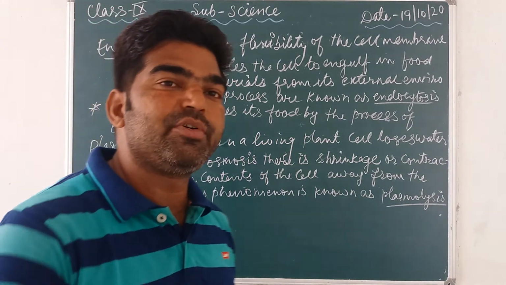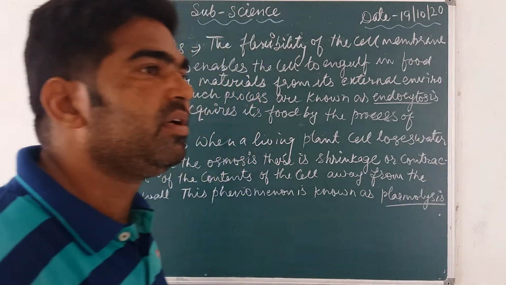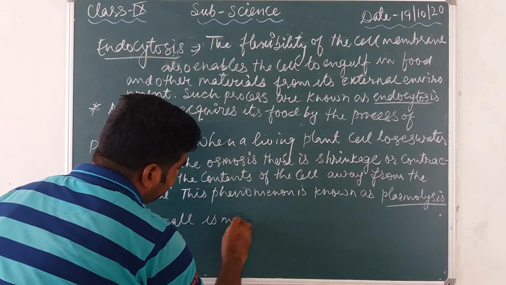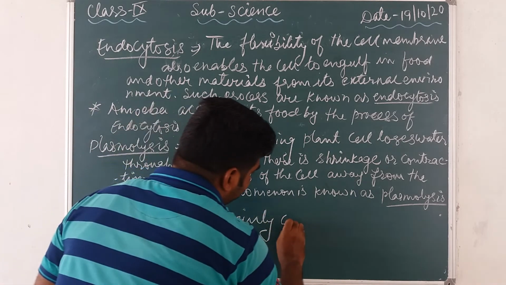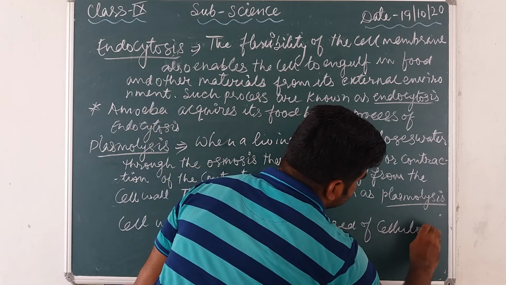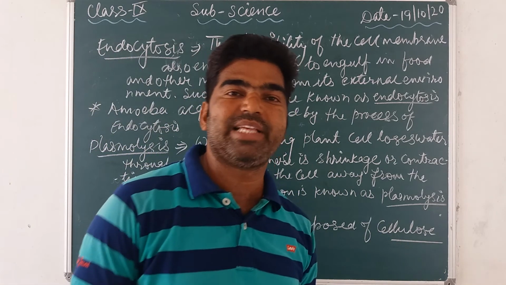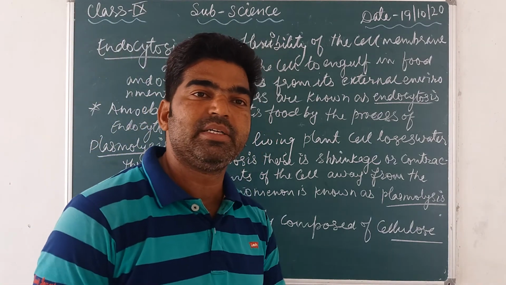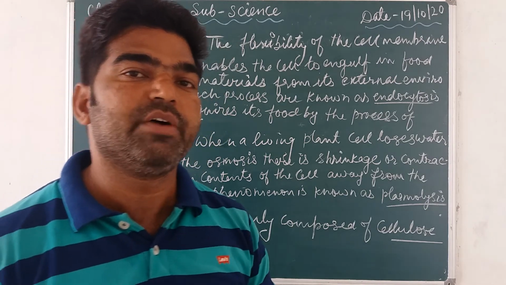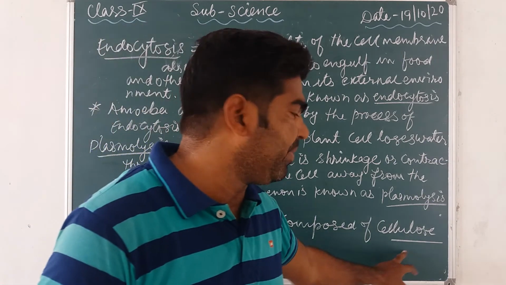Now next we are discussing the cell wall. The cell wall is the outermost layer in the case of a plant cell, and it is mainly composed of cellulose. This cell wall is present only in a plant cell, and it is the outermost covering of the plant cell, known as the cell wall. And this cell wall is made up of cellulose.